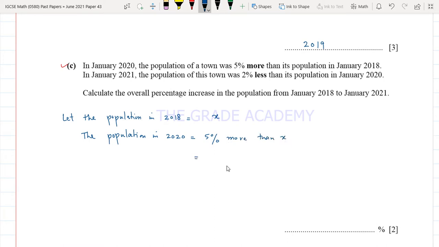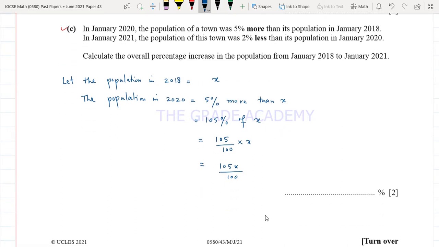So what is 5% more than X? We have to increase X by 5%, so we will take 105% of X, which is equal to 105 over 100 times X, or we can also write it as 105X over 100. So this is the population in 2020.